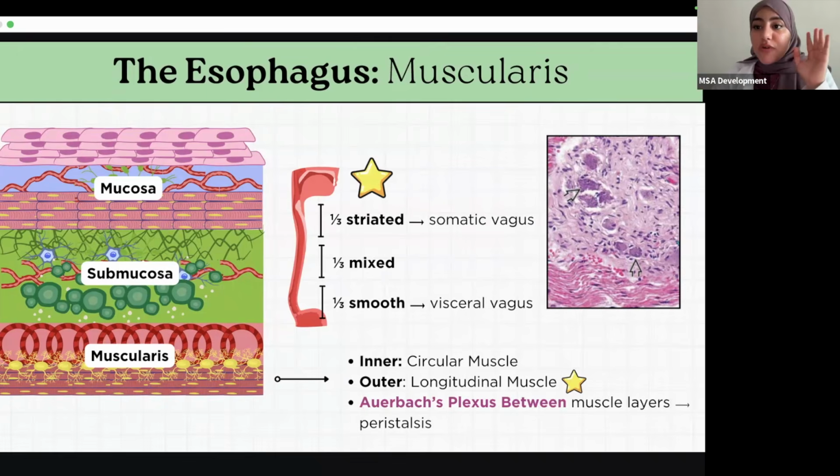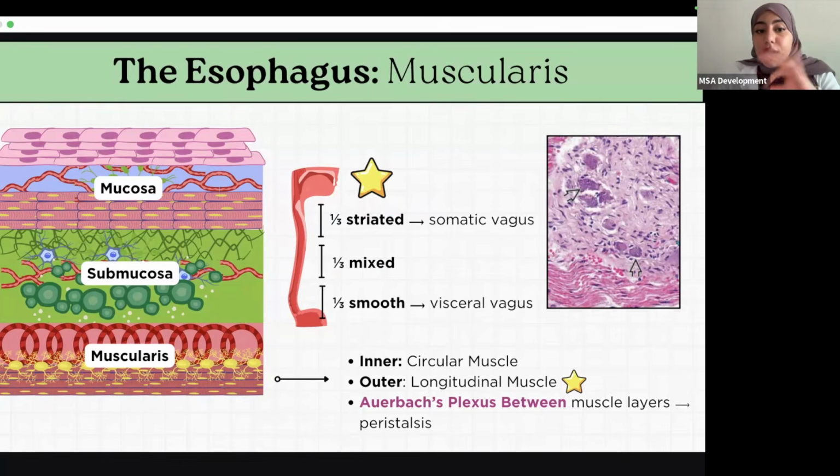Now, the esophagus is split up into thirds. There's a third that's striated, and we can control that voluntarily. There's a third that's mixed, so voluntary and smooth. Then at some point, once you've eaten your food and swallowed, you don't voluntarily swallow the entire time. You're not voluntarily doing peristalsis or pushing the bolus down your esophagus. So just remember that in the upper portion, there's striated, then mixed, and then smooth.